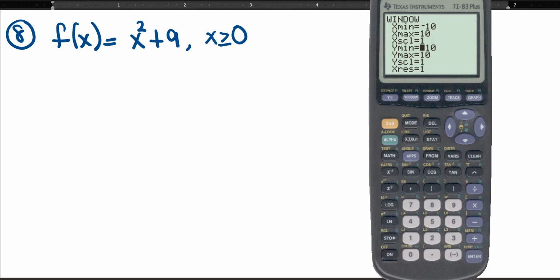So let's change our y-min to 0, and then let's change our y-max to, let's say, 20. And we're going to change our y-scale. Instead of increments of 1, let's make it increments of 3. So then it'll be 3, 6, 9, 12. That's how the y-axis will be labeled. So let's put 3 there, and then let's press graph.